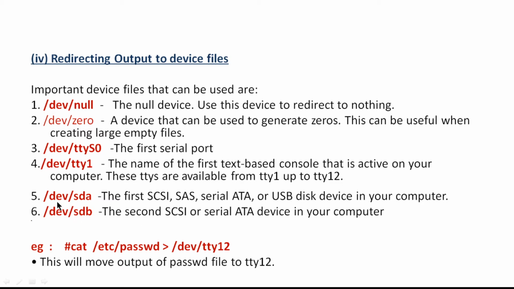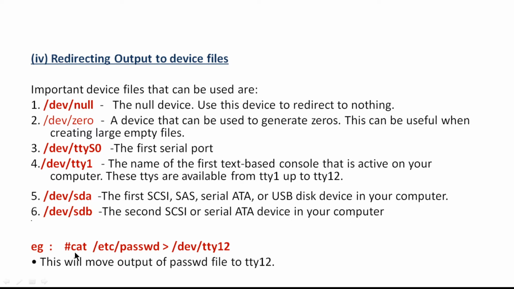And then there are some device storage areas like /dev/sda. So this is your first SCSI, SAS, serial ATA or USB disk device in your computer. And you can also have a secondary one like /dev/sdb. So that defines the secondary SCSI or serial ATA device in your computer.